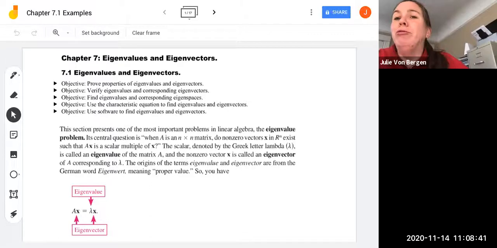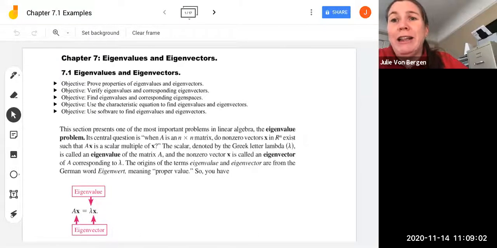We are going to prove properties of eigenvalues and eigenvectors. We are going to verify eigenvalues and the corresponding eigenvectors. We are going to find eigenvalues and the corresponding eigenspaces. We are going to use the characteristic equation to find eigenvalues and eigenvectors. And we are going to use software to find eigenvalues and eigenvectors.